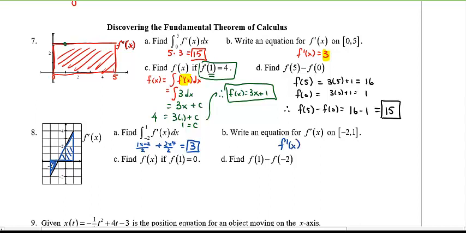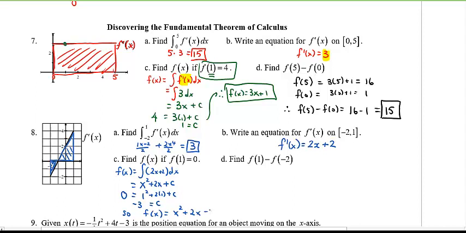This is a line. Looks like the slope is 2. It has a y-intercept of 2. There's f prime. Figure out f of x. Okay, that's just the integral of 2x plus 2. That becomes x squared plus 2x plus c. We will plug in the initial condition to solve for c. Did you get c equals -3? So therefore, f of x is equal to x squared plus 2x minus 3. Did you get that?